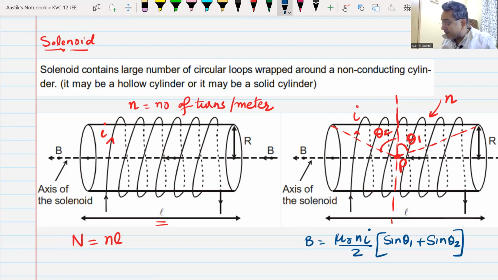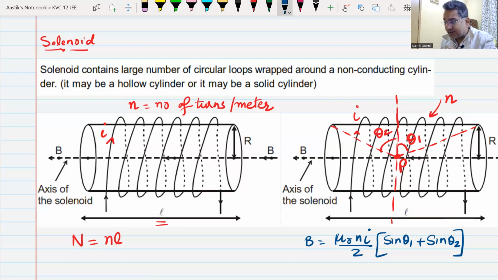Now this formula may remind you of something, and that is why I've drawn it in the same way. Does this formula remind you of something? Finite wire, same formula, same thing.